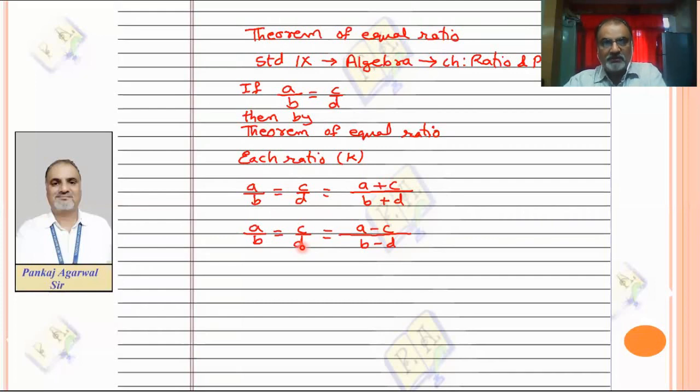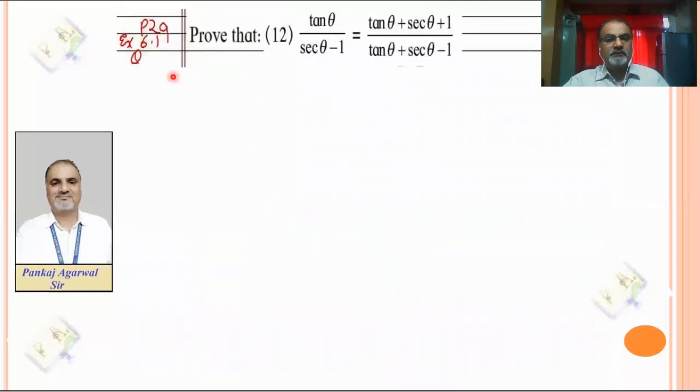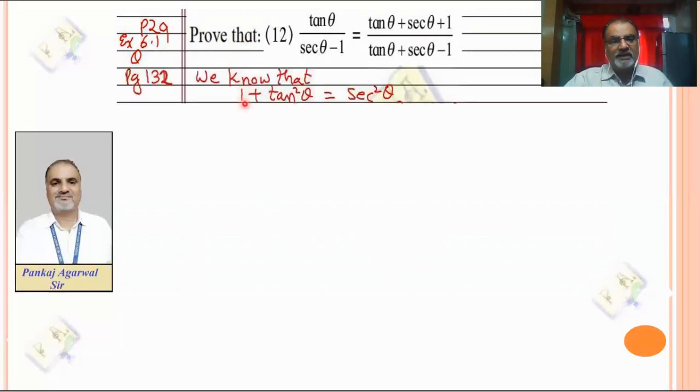Using this method, we will do two answers. Prove that tan theta whole upon sec theta minus 1 equal to (tan theta plus sec theta plus 1) whole upon (tan theta plus sec theta minus 1). Please, children, learn this question by heart, because in this answer we have to use the theorem on equal ratios. Now we'll do the answer as follows. We know that 1 plus tan square theta is equal to sec square theta. Take 1 on the other side.